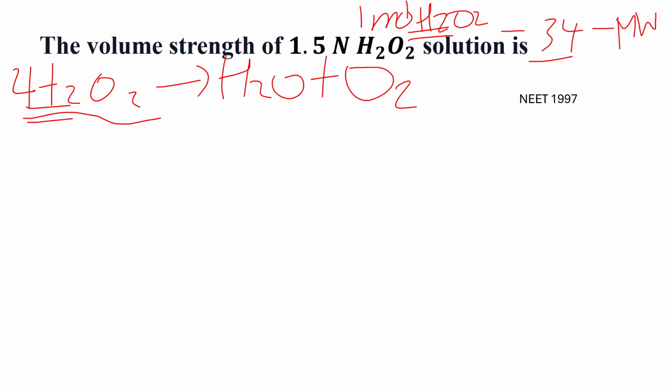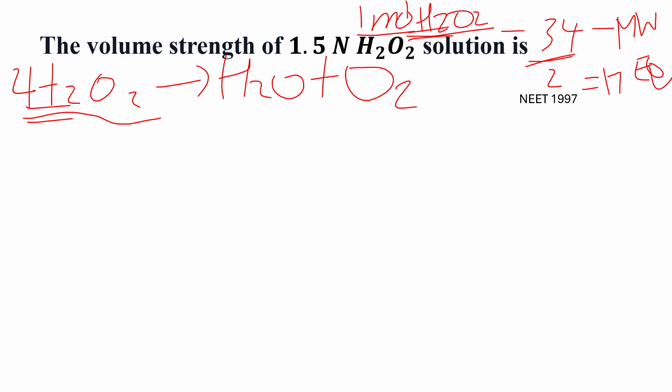If you take oxalic acid, there is COOH, COOH, 2 hydrogens. So you divide the molecular weight by 2 to get the equivalent weight. In this case also it is similar. The molecular weight of hydrogen peroxide is 34. Dividing 34 by 2, because there are 2 hydrogens, 17 is the equivalent weight. This is for 1 mole of hydrogen peroxide.